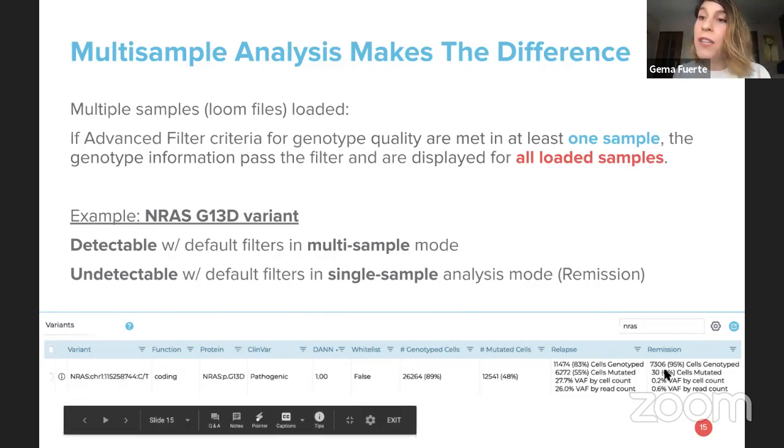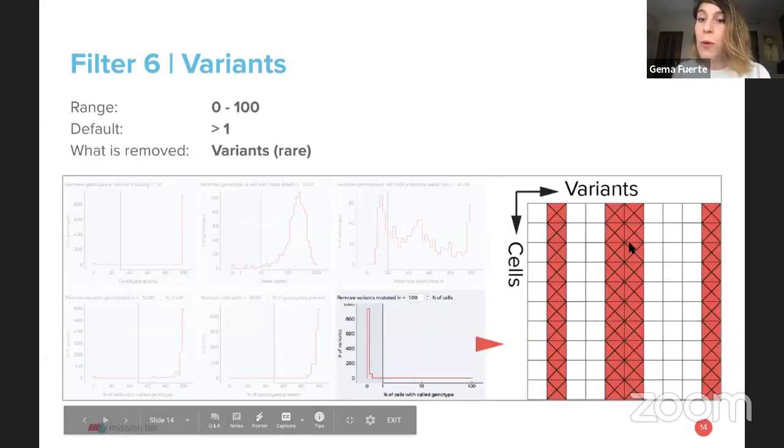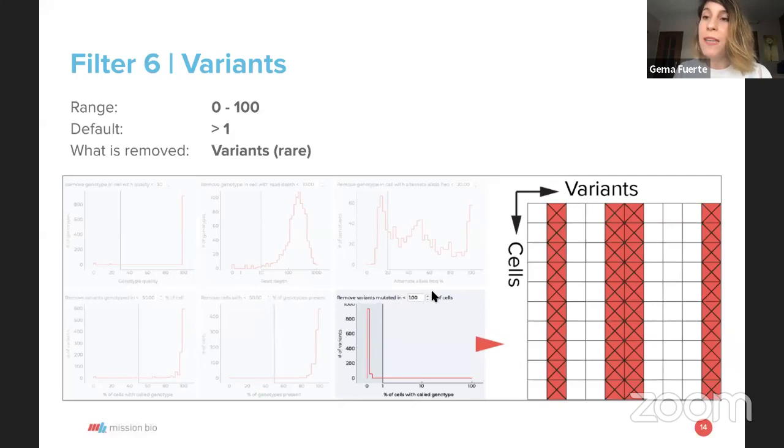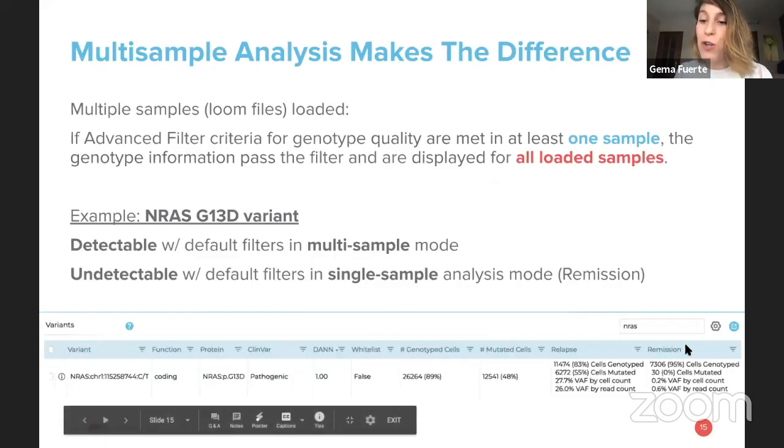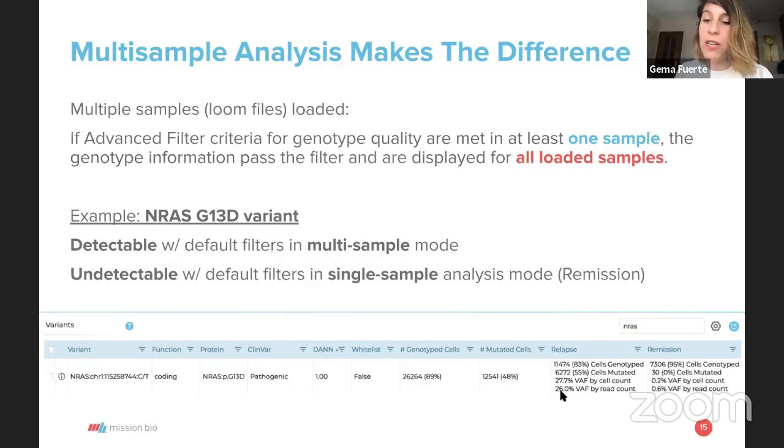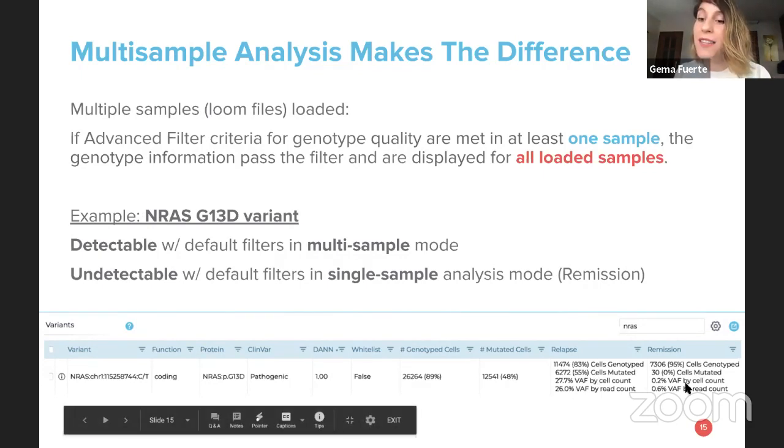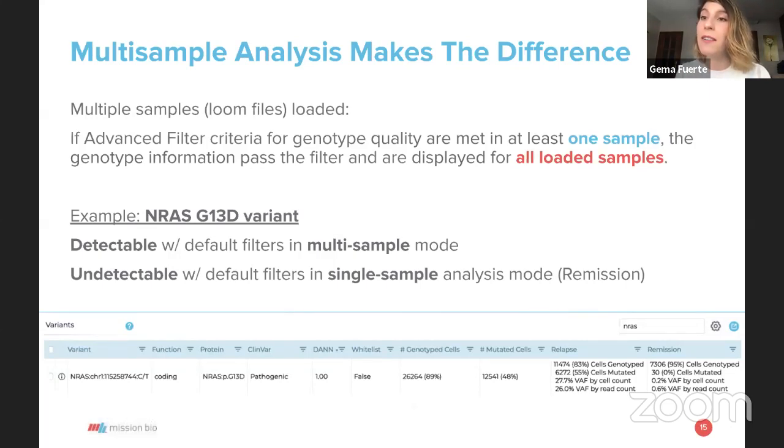So if you loaded the remission sample alone, this mutation at first will be removed because we have a default filter at 1. But when you load it together with the relapse sample, where this NRAS mutation is mutated in 55% of the cells, it shows up without you having to change the filter. So the algorithm is so clever that it recognizes that that's an important variant for you.